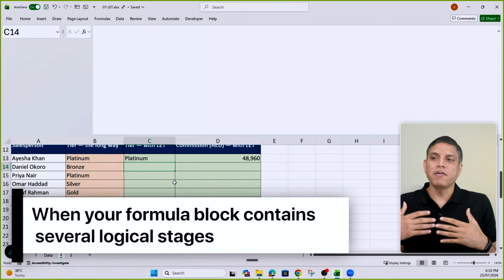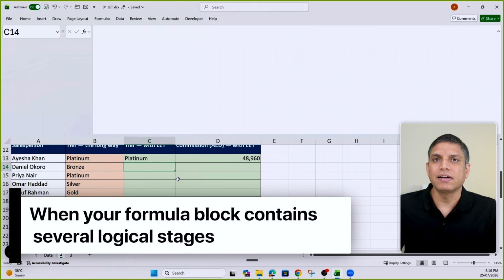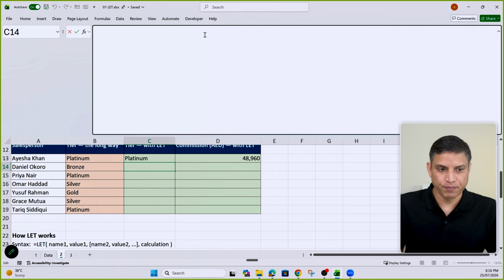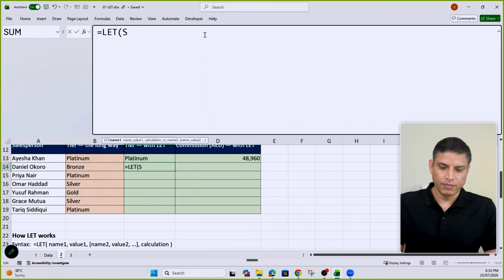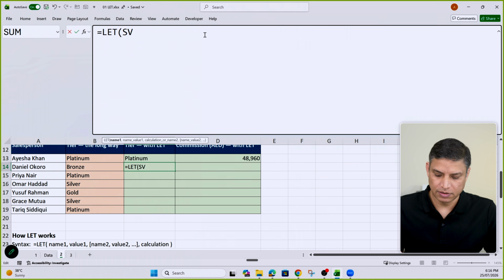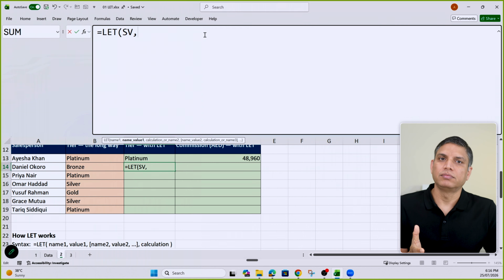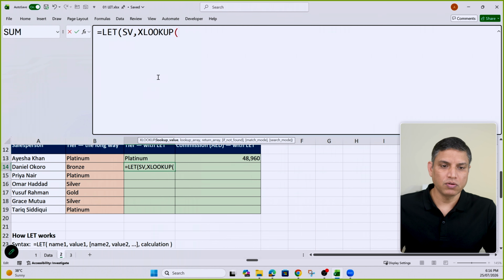And we will see if this gets simplified or not, at least in terms of reading. So what I will do, I will first write let my sales value. So that's the name which I want to give. I can keep it sales value also, SV. Whichever way you want, you can go for that. What is that value? This value is nothing but XLOOKUP.